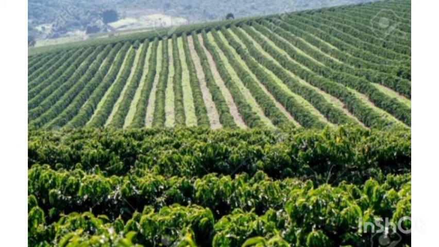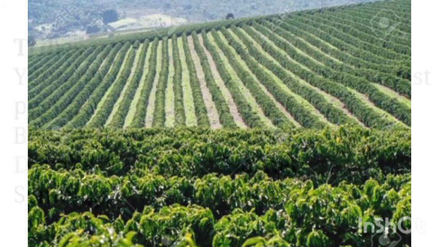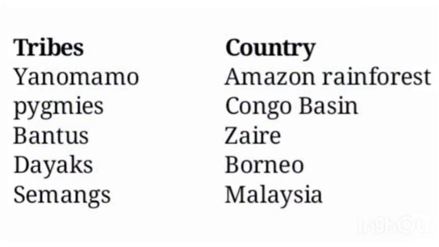Now I want you all to go to page 66, which is new words, and let's recall. Let's know about the tribes and the countries they belong to. Let's start with South America. The tribe is called Yanomamo, and it is in the Amazon rainforest. Then Pygmies of Congo Basin, Bantus of Zaire, Dayaks of Borneo, and Semangs of Malaysia.